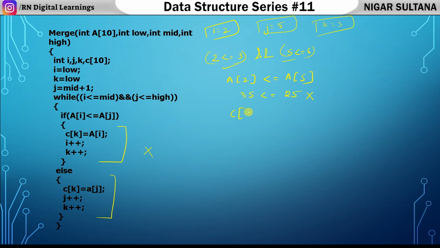Now C of 3 is equals to A of j. Now what is A of j? That is A of j value is 5. C of 3 is now 25.